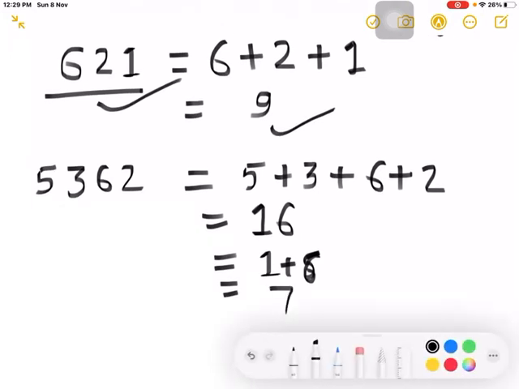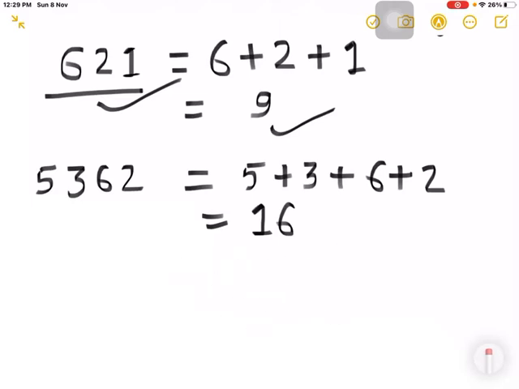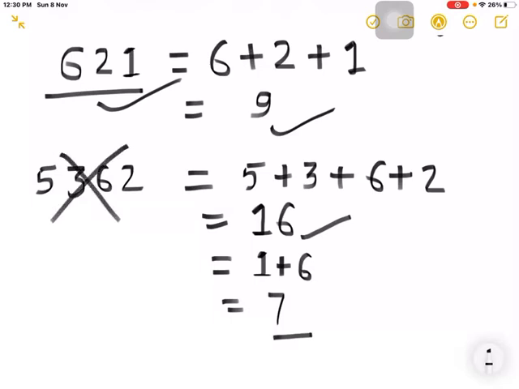So let me do again. The sum is 16, isn't it? Now 1 plus 6, again this number is 7. 7 is not divisible by 3, isn't it? And 16 is also not divisible by 3. So to make it easy, we can add in another step, like 16: 1 plus 6 is 7. 7 is not divisible by 3, so the whole number is not divisible by 3.